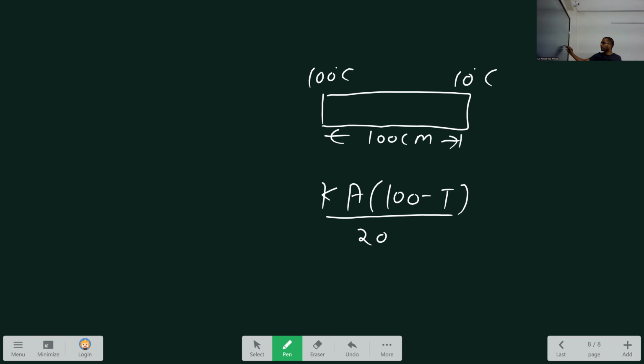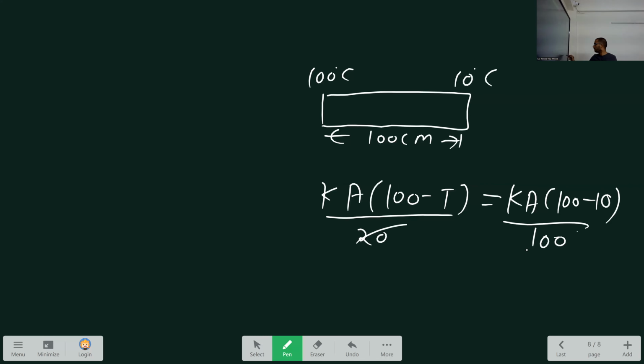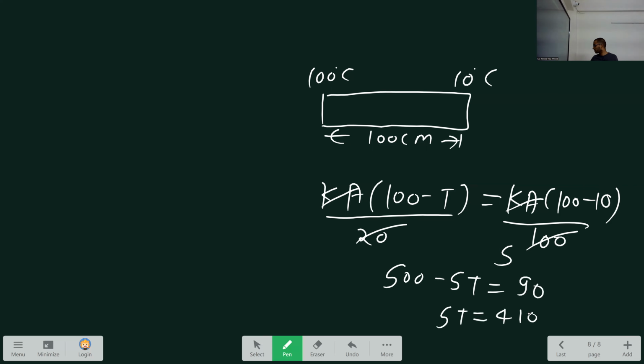Okay. So, for the whole rod, students, the heat current flowing will be KA, the temperature difference is 100 minus 10 by length, which is 100 centimeter. So, 5 20s are 100 and KA cancels out. So, this will be 500 minus 5T. This will be, students, 90. So 5T will be 410. So again, students, the temperature will be 82 degrees Celsius. Okay. There is another way to visualize it. So this is our first question.